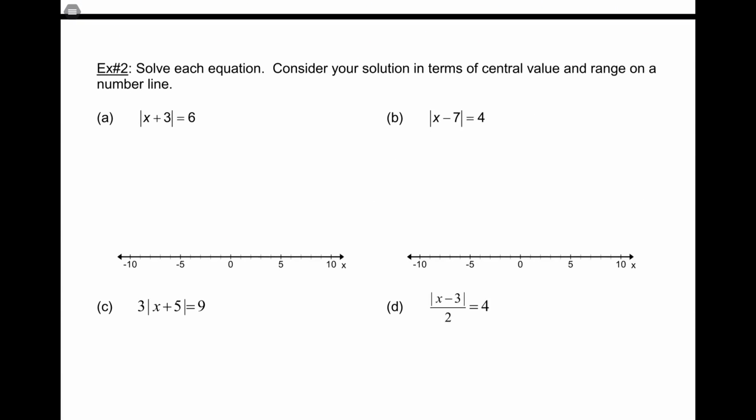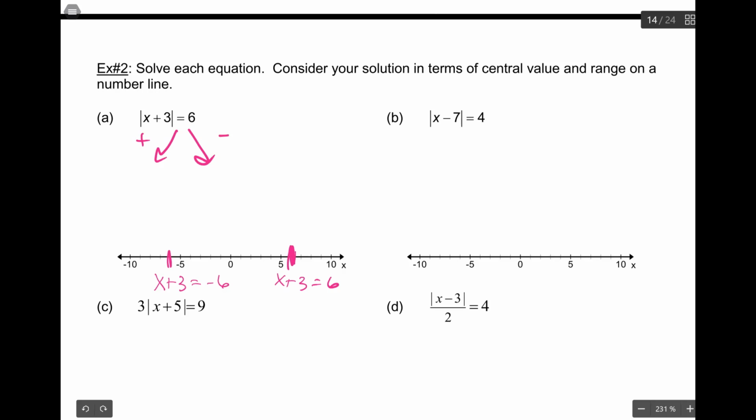So consider your solutions in terms of central value and range on a number line. Here, x plus 3 equals 6 just means it's going to be 6 spaces away. So this is x plus 3 equals negative 6. Then over here, 6, we have x plus 3 equals positive 6. So you have two cases. You have the positive case and the negative case.